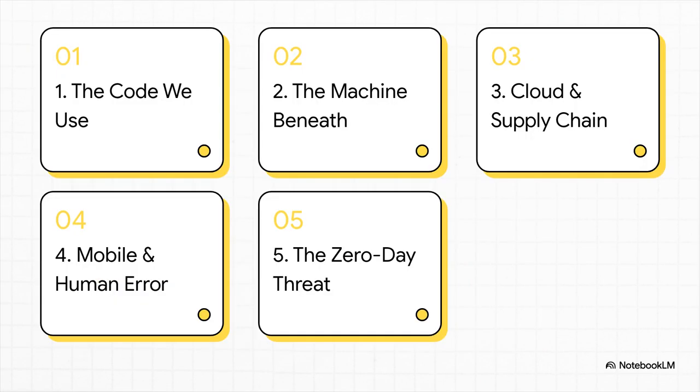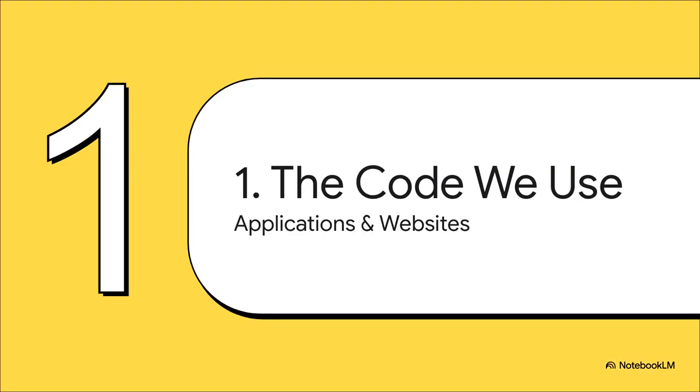So here's our game plan. We're going to start with the code and the apps you use every day. Then we'll dig down into the hardware itself. After that, we'll zoom way out to the cloud and the whole supply chain, then bring it right back to the device in your hand, and we'll finish up with the most unpredictable threat of them all, the 0 day. All right, first stop, the code.